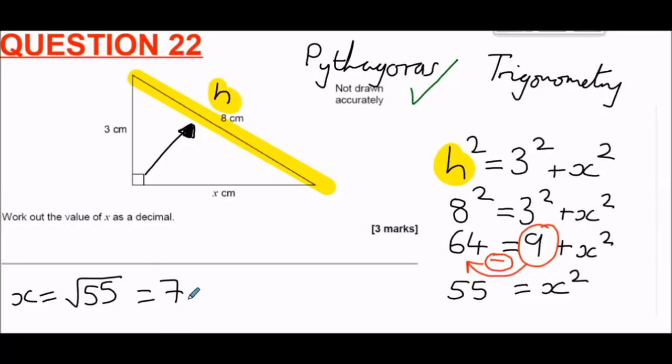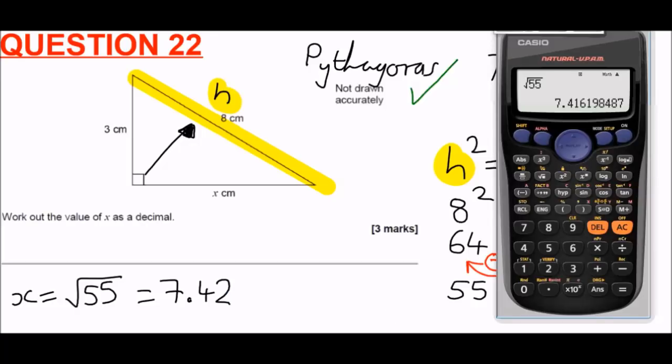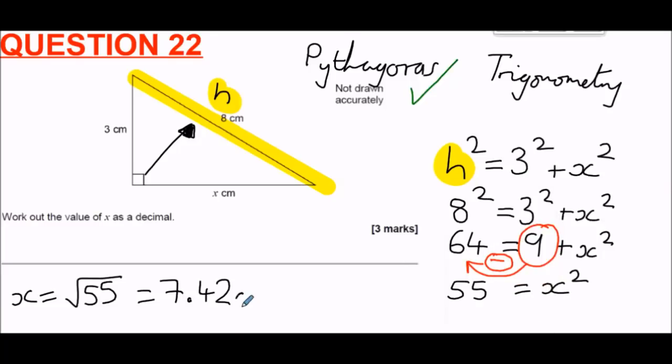If you're really not sure what to round it to, just write down the full figures of your calculator display. If in doubt, write it all out, if you're not comfortable with the rounding. But it's 7.42 centimeters using Pythagoras' theorem.